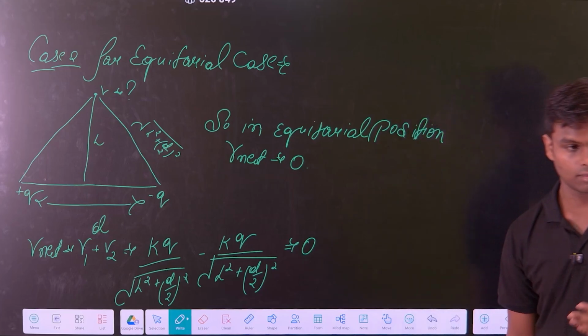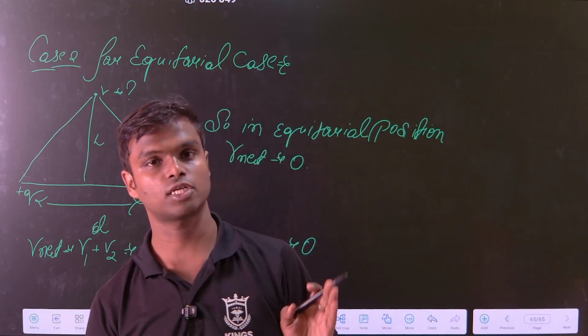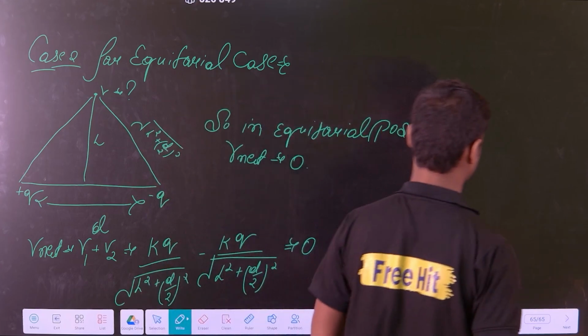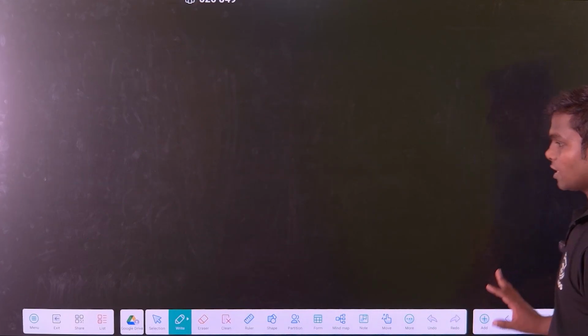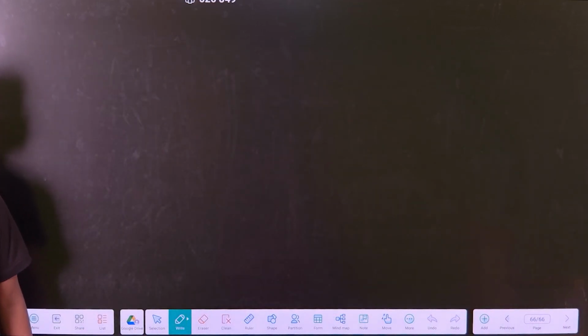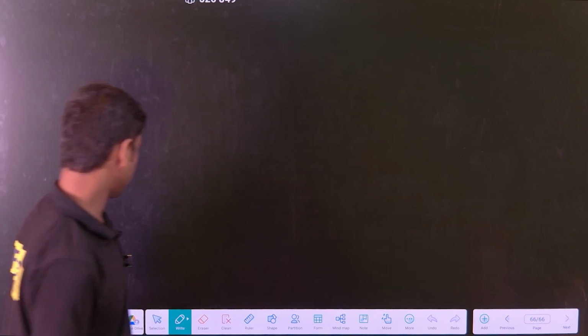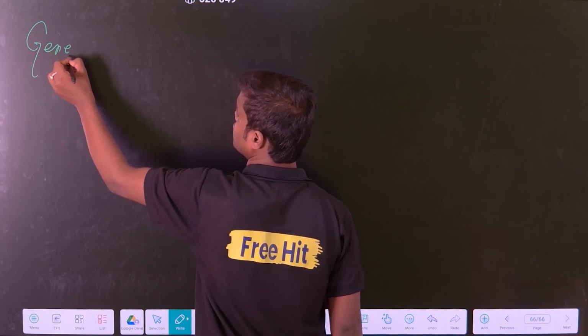And in the coming chapter, electrostatic part 2, we will see that this is called an equipotential surface. That we will discuss later. Clear till now? Okay. So these are the two cases. Now the next thing is we have the general case.